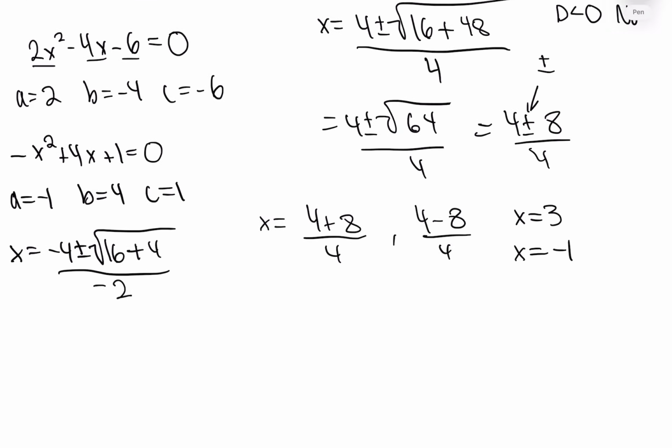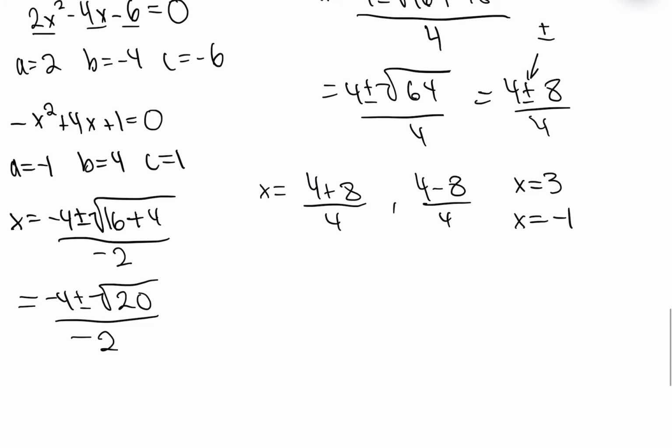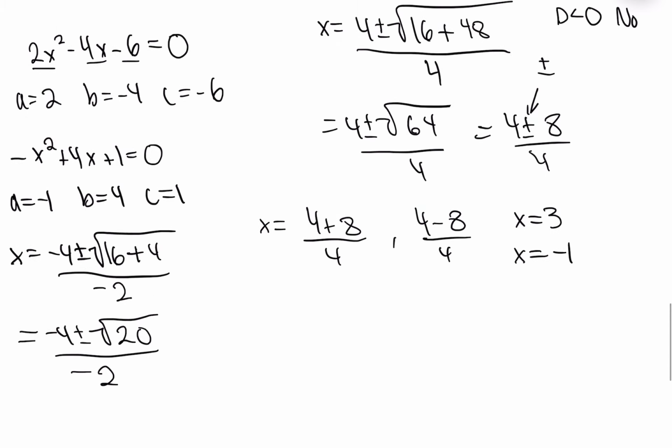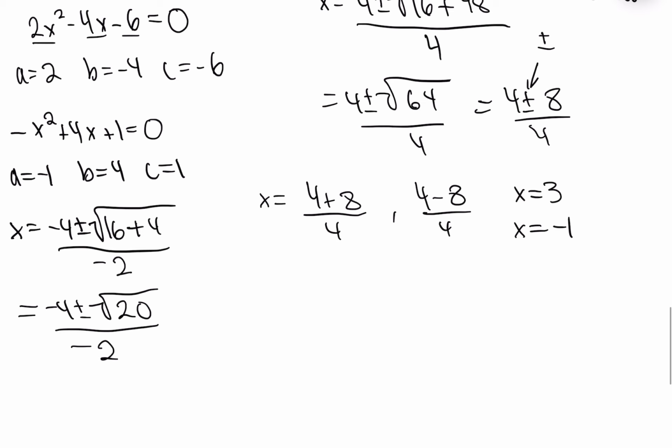And this turns it to negative 4 plus or minus the square root of 20 over negative 2. Now, I'm not going to simplify this, but the reason I brought this equation up is because if you graph it, you're going to be given something like this.